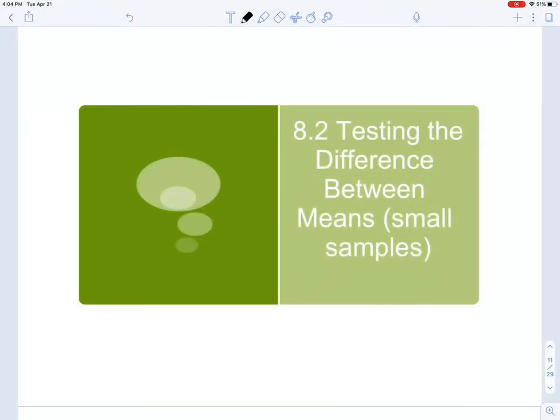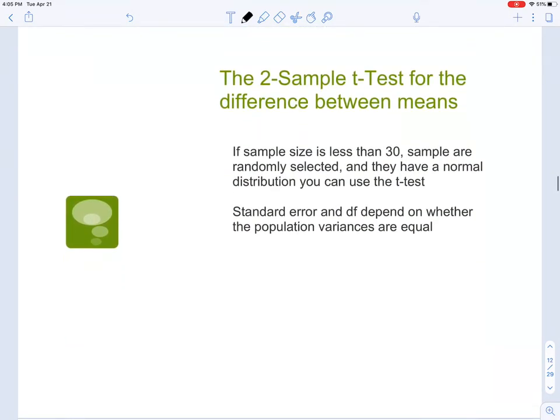This is 8.2, testing the difference between means with small samples. So just like we had last chapter, we started with large samples where n was bigger than 30, so we use the z. If our n is smaller than 30, we have smaller samples, we're going to use the t. The two-sample t-test for the difference between means.